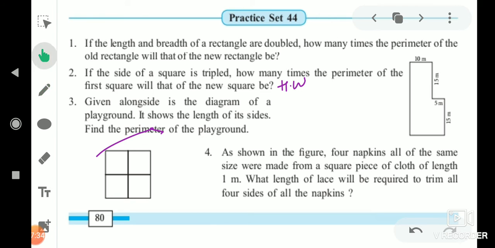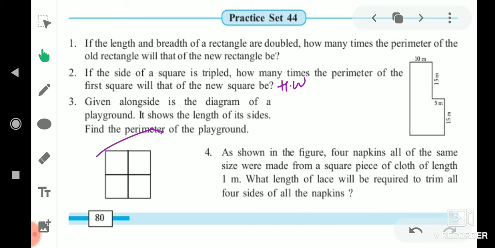If the side of a square is tripled, how many times the perimeter of the first square will be that of the new square? So this question is the same as the previous question. What you have to do? The side of the square is tripled. First of all, you have to calculate the perimeter of the original old square, that is 4 into A. Then you have to just triple the side of the square, that is 3A, and calculate its perimeter. And you have to find out the relation between the old and new square. So try it on your own. This is the homework for you.